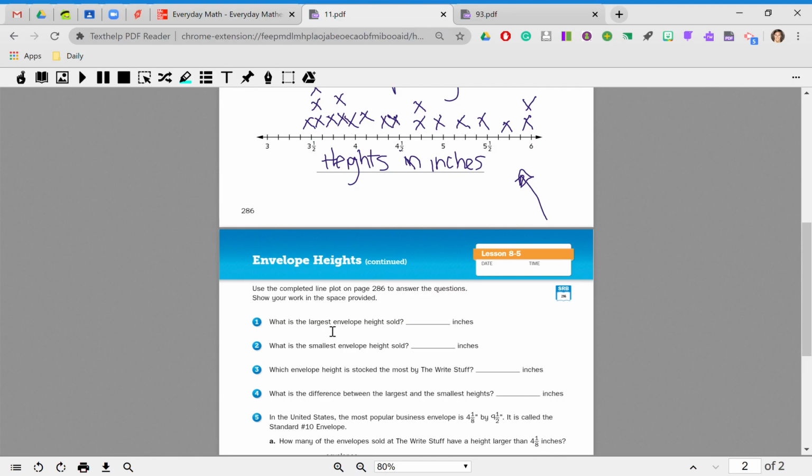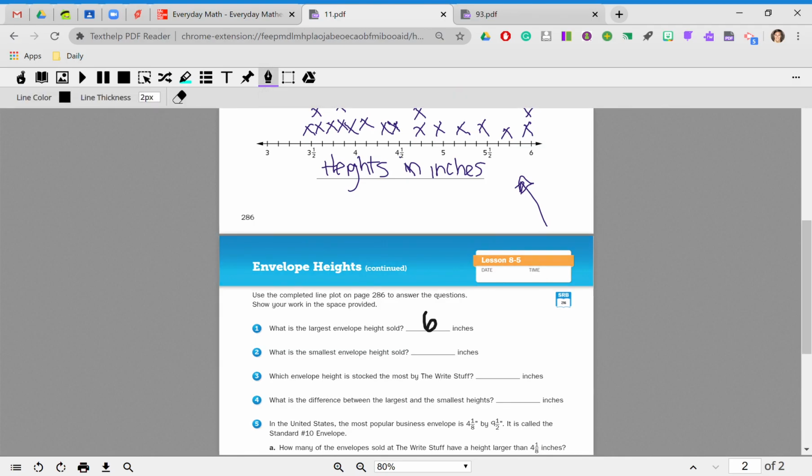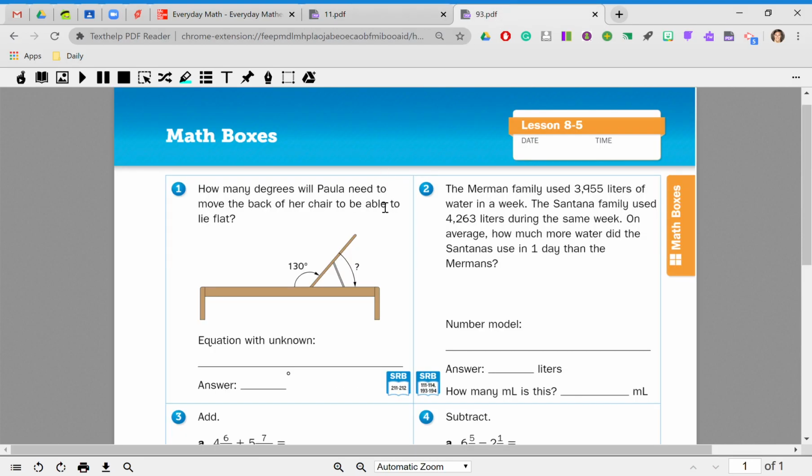Okay, so for number 1, it says, what is the largest envelope height sold in inches? What is the largest envelope height sold in inches? So you're going to go back to your chart, and if I'm looking for the height sold, I know that the largest is, I'm going to come over here. Let's see if we can write it. My largest is 6 inches. Okay, so you're going to finish the rest of these on your own, referring to the chart that we did over here. Okay, and let's go over our math boxes for the week.